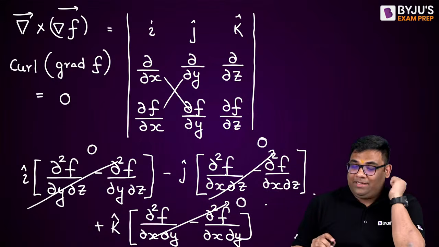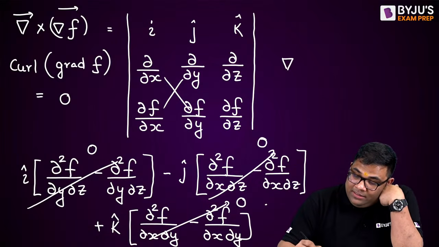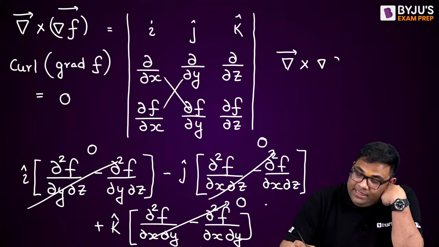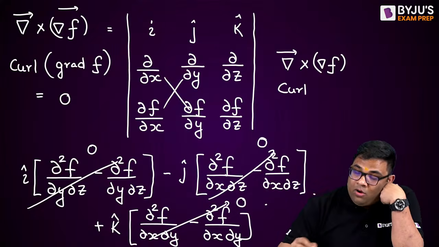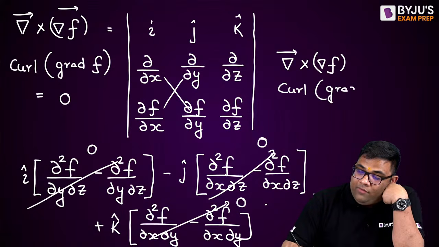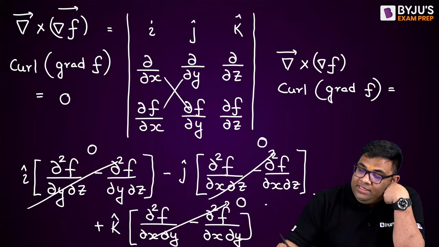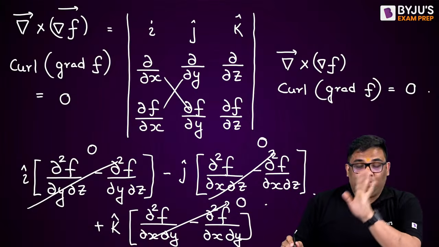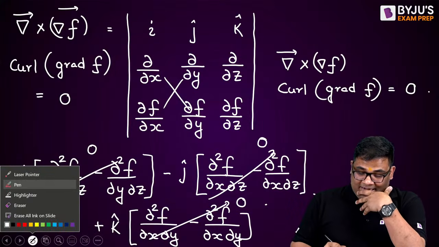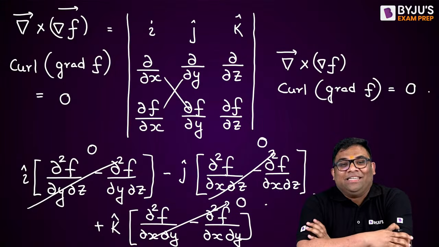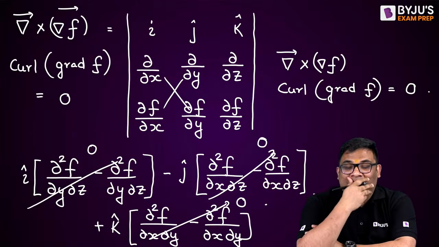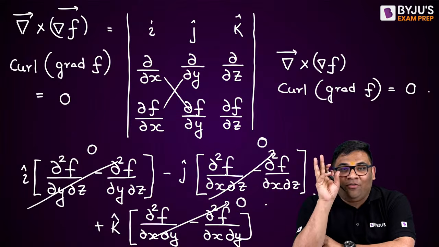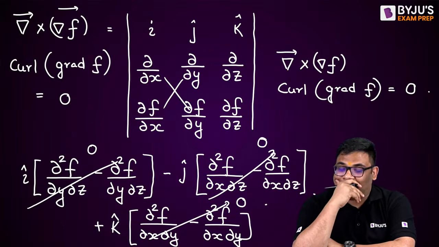But now tell me, when I say curl of gradient of f, no doubt it is 0. We got 0. But is it a vector or is it a scalar? That 0 is a vector or 0 is a scalar? Tell me.